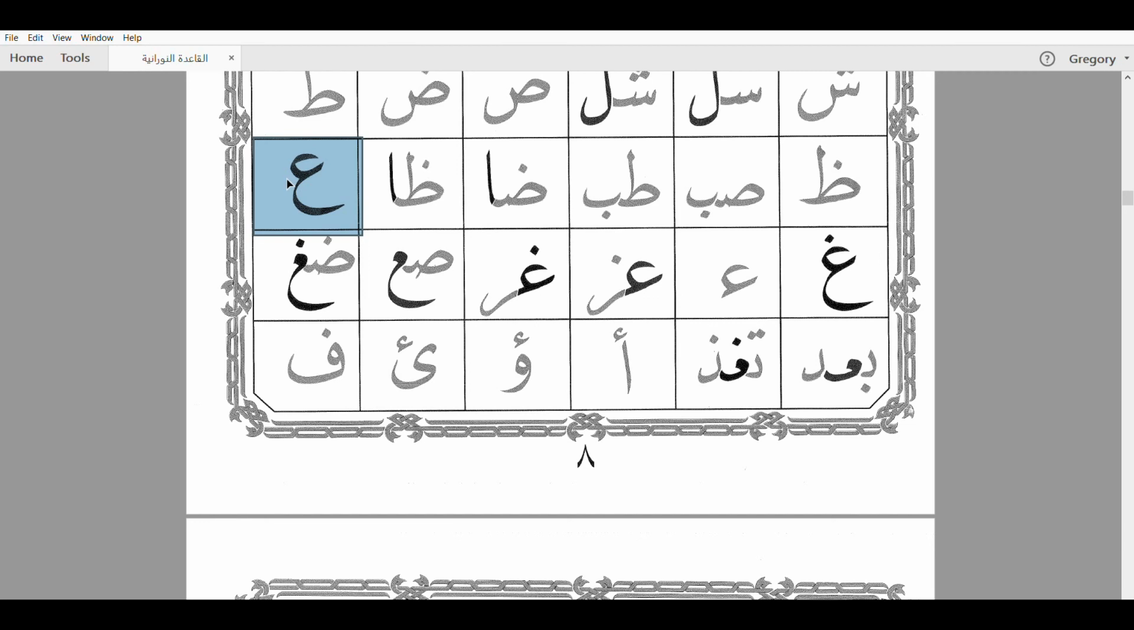Okay. You know this one? Yeah, ayin, right? It's like a backwards 3. Oh, it's close enough for now. This one? Ayin, yes. With the dot, right? Yep. Ghayn. This one?